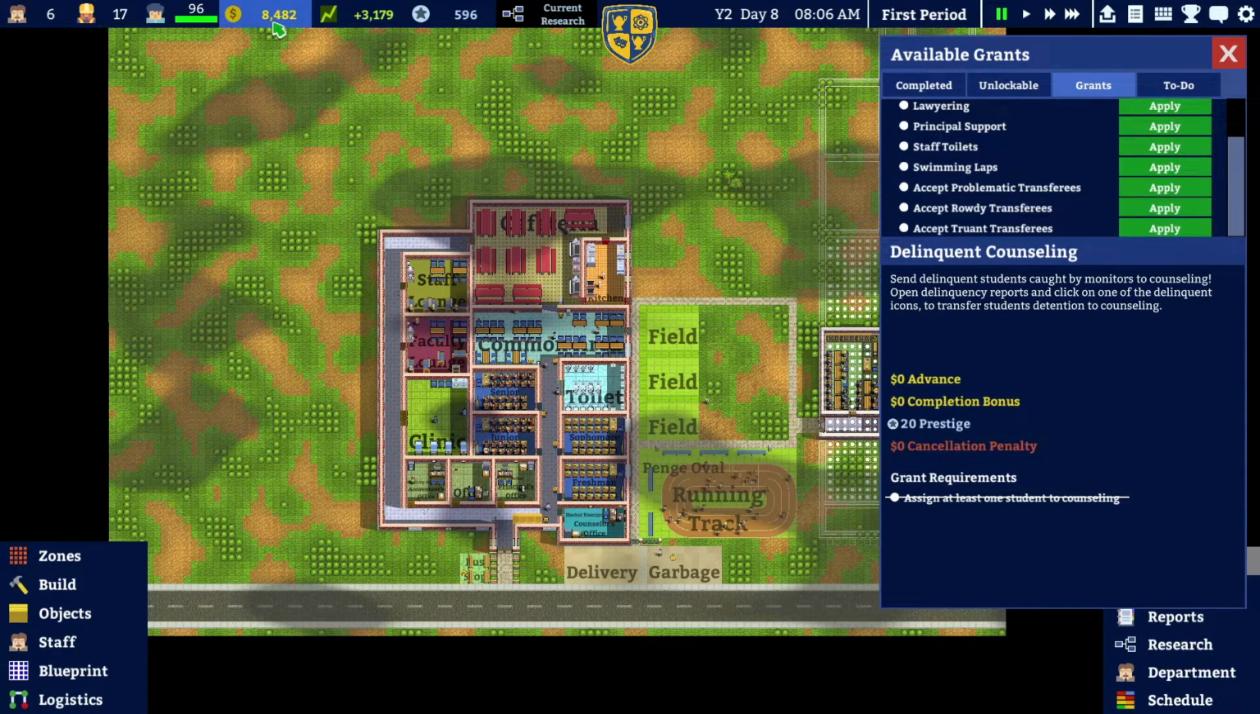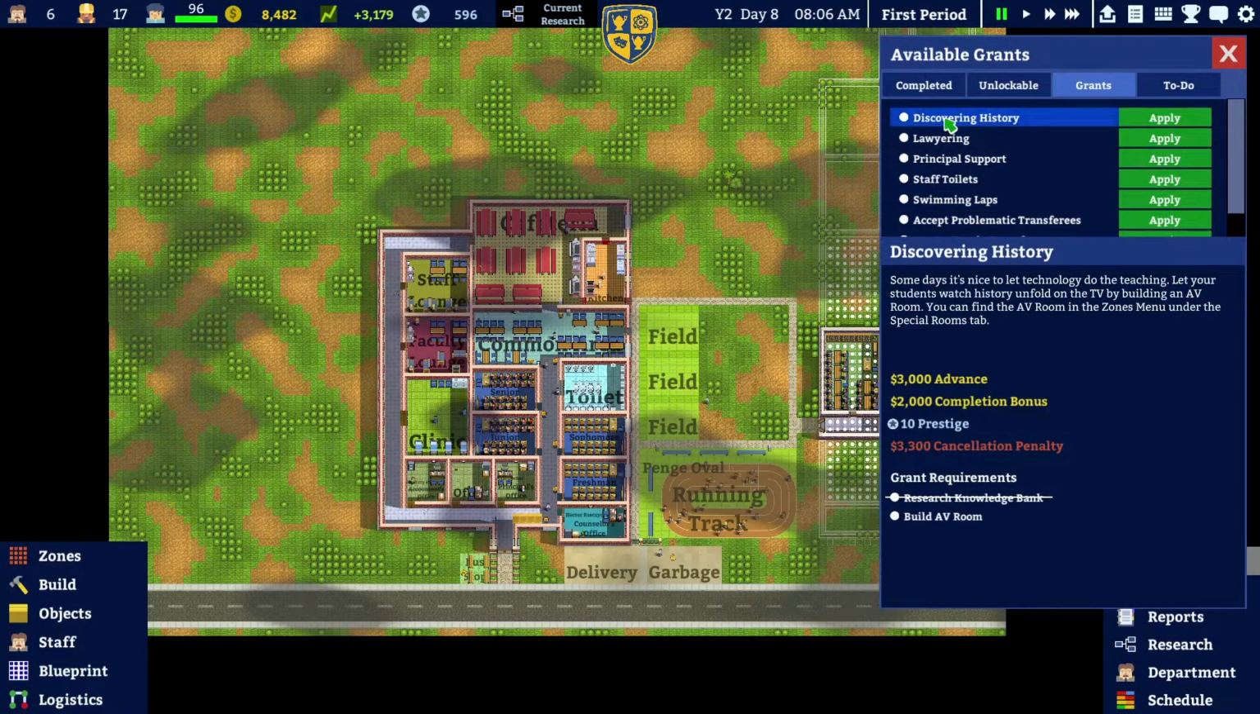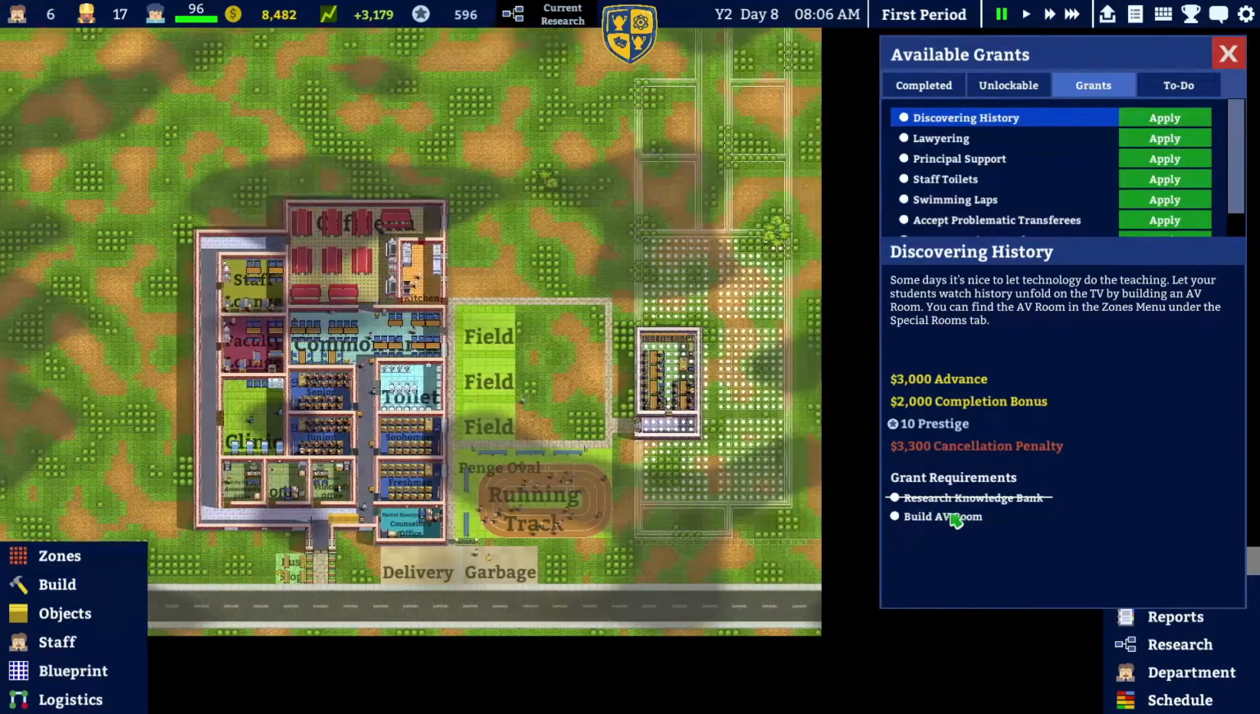8,482 monies. And we've not even taken out a loan. That is brilliant. Okay, right. What can we do from these then? Discovering history is building the AV room. Yeah, this is a new thing.